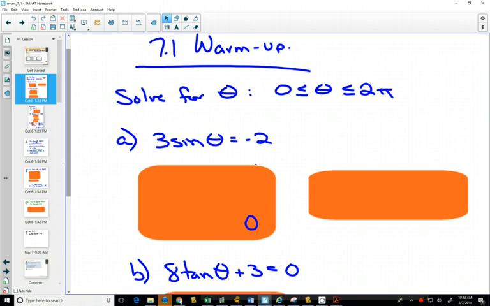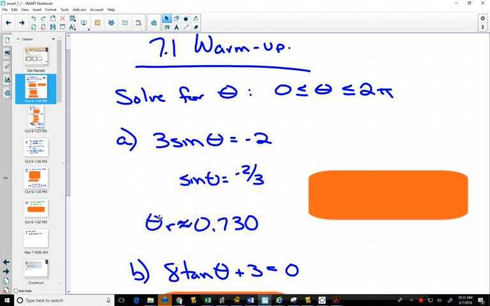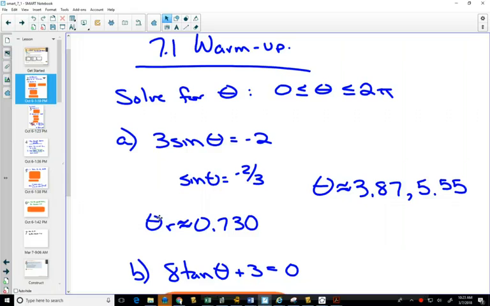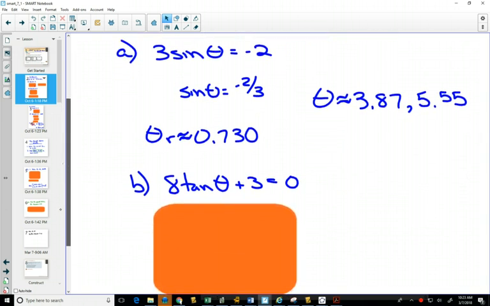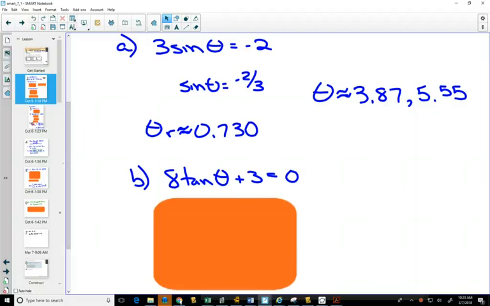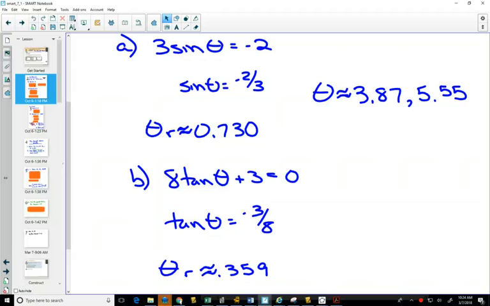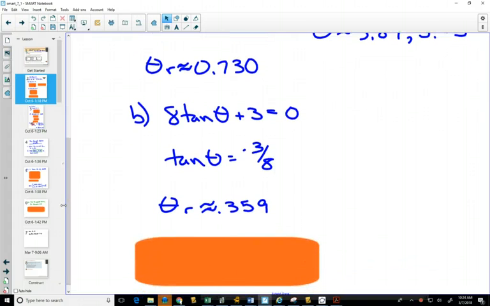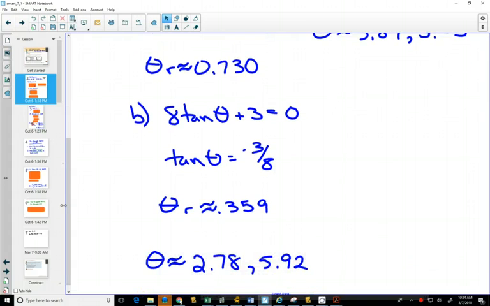The first 2. Did you get a reference angle of 0.730? And then it would be negative, so you're looking in quadrants 3 and 4. 3.87 and 5.55. For the second one, get tan by itself. Negative 3/8. Again, when you're doing your reference angle, it's always the inverse of the positive value. And then tan is negative in quadrants 2 and 4.